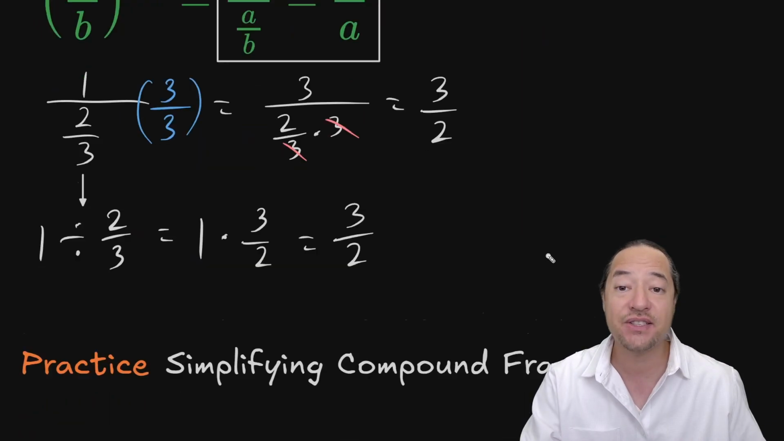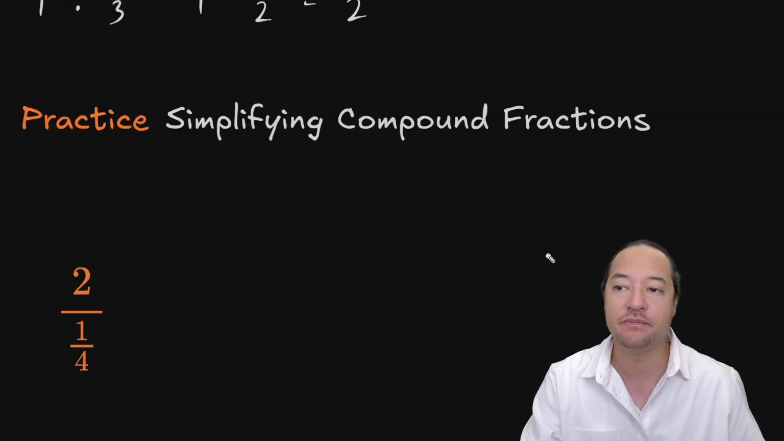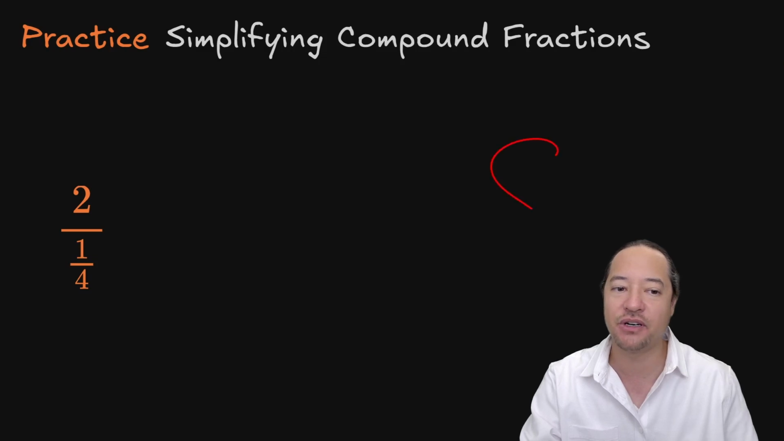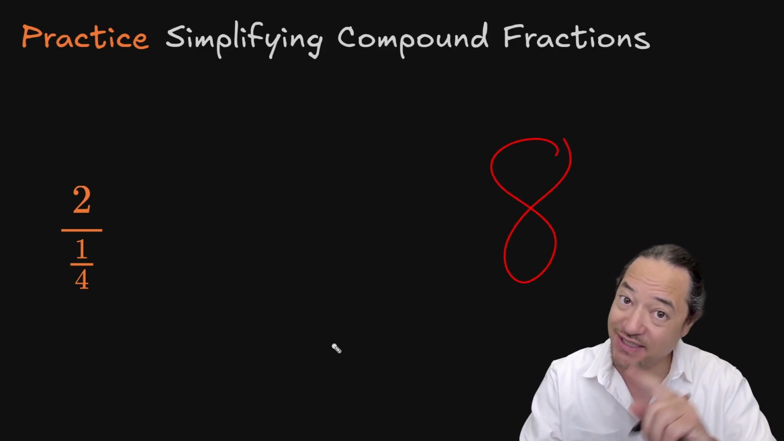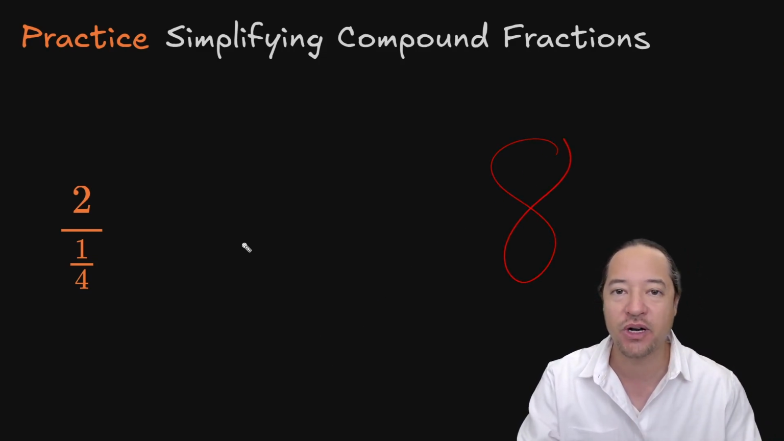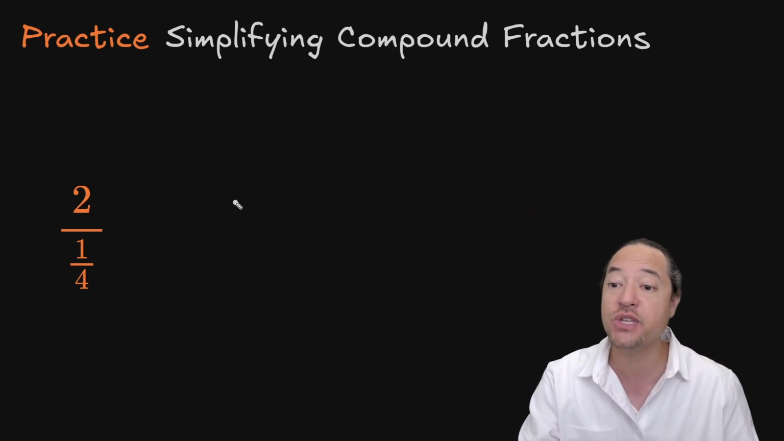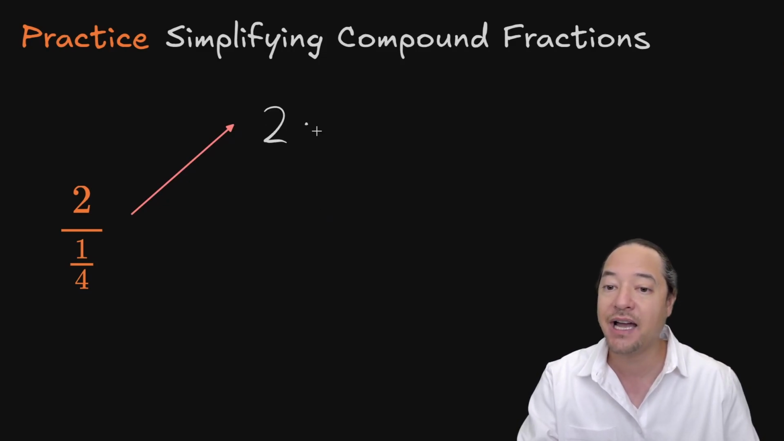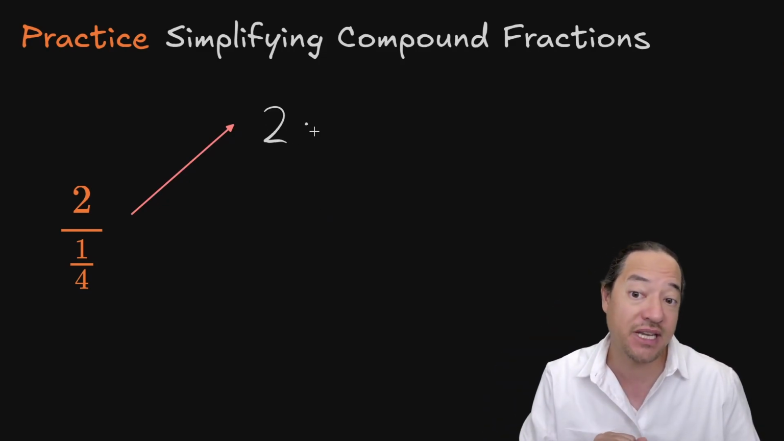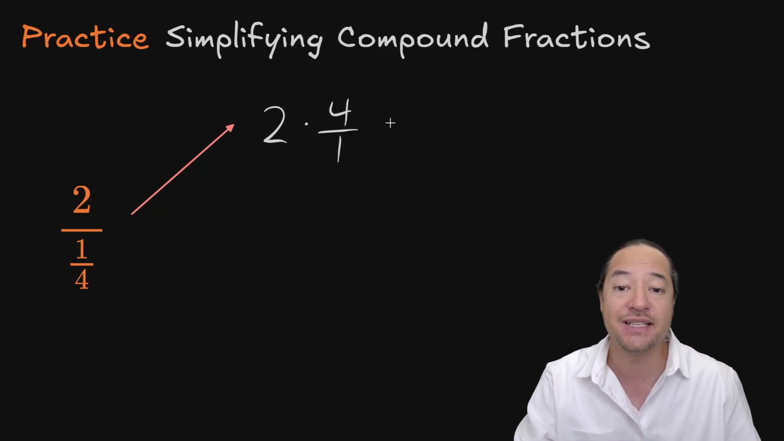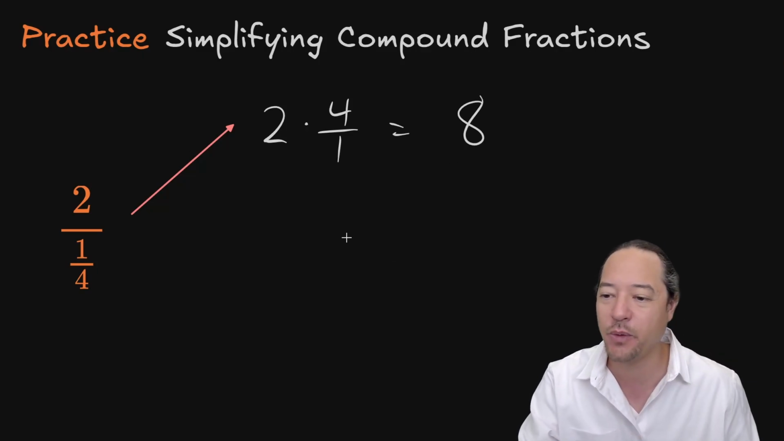Let's see if we can practice this with an example. Did you happen to get the number 8? Hopefully you did, because that's the answer we're looking for. We're going to find this answer a few different ways. So the first way is we're going to use our new rule, okay? So we're going to say that this is the same as 2 times the reciprocal of whatever's in the denominator. And so the reciprocal here is 4 over 1. And so we can see this is going to equal 8, okay? So that's the first way we can do this.